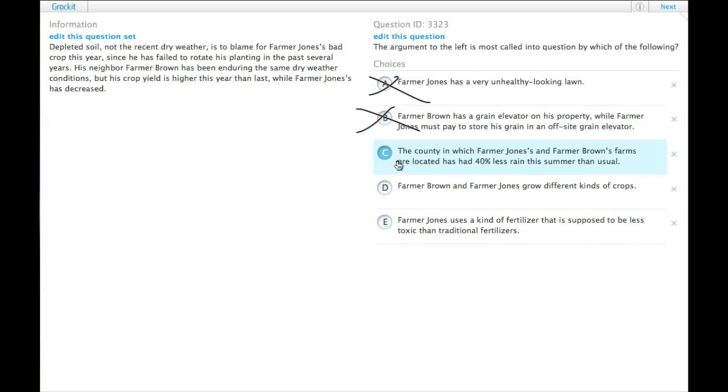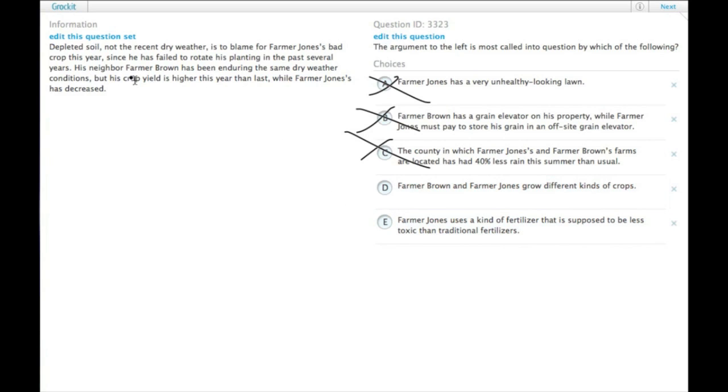that's outside the scope. C, the county in which Farmer Jones's and Farmer Brown's farms are located has had 40% less rain this summer than usual. The passage does already tell us that there's been recent dry weather, so we can eliminate C. That just quantifies that recent dry weather. Choice D, Farmer Brown and Farmer Jones grow different kinds of crops. So this actually undermines the evidence.